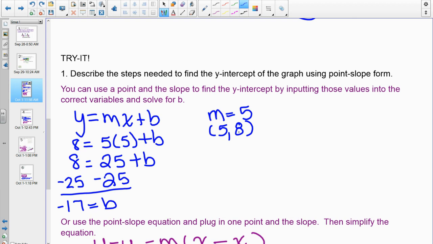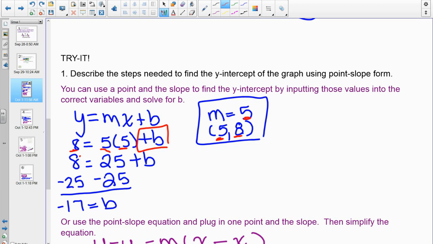I just picked the point here, 5, 8. Again, I keep following that same point and remembering from above the slope was 5. So if you know those two things, because this is where you would start from point-slope form, you know a point, you know the slope. So you could just plug those values in. So 8 is your y coordinate. This 5 is your slope. This x is the x coordinate, and then now we're looking for b. So this is the unknown.